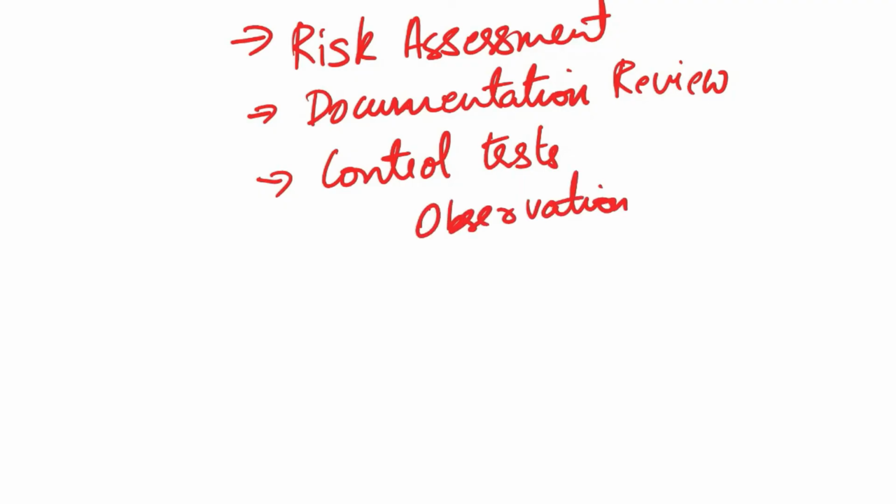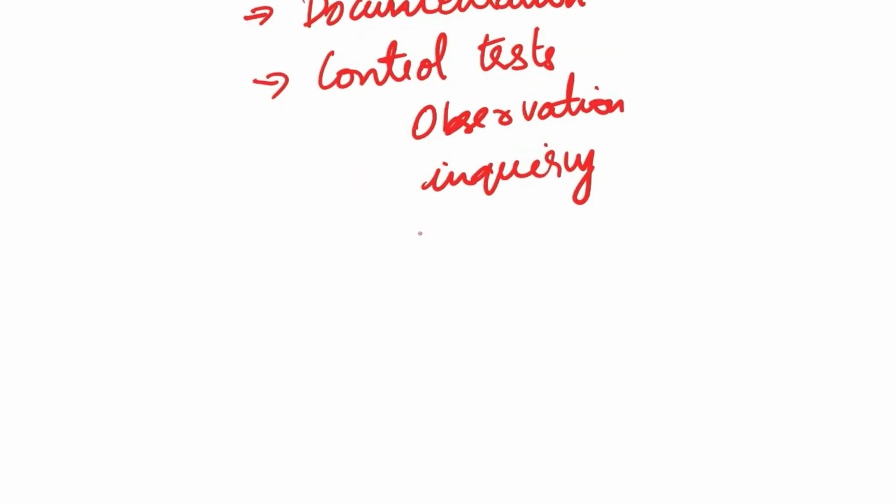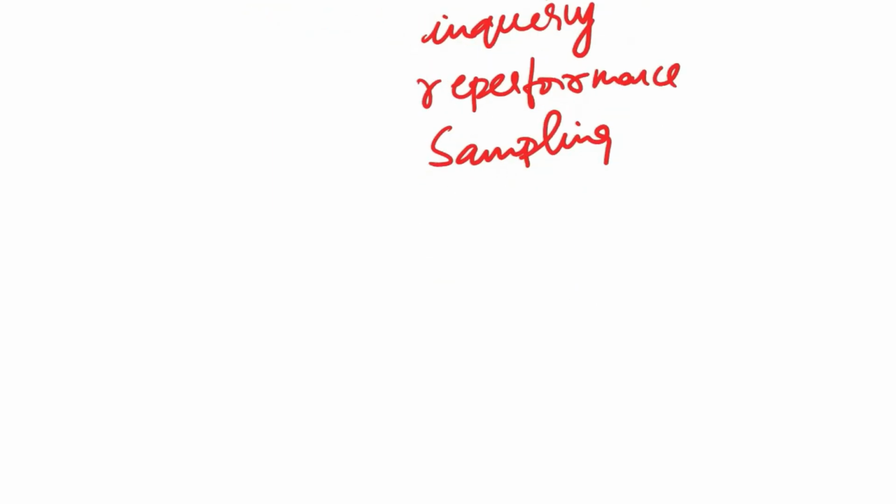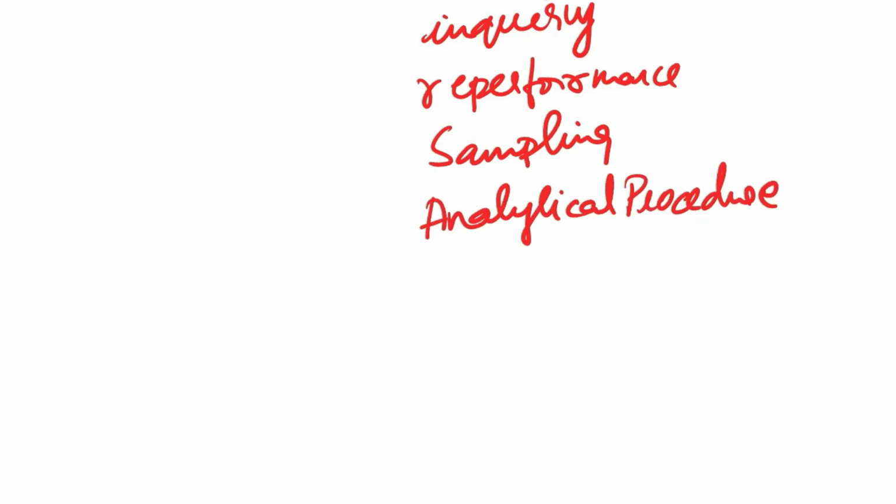Observation, that is to inspect the controls in action to ensure they are functioning as intended. Next is inquiry. Interview personnel to verify that controls are understood and followed. Next one is re-performance. Independently perform control actions to validate their effectiveness. Next, sampling. Examine a representative sampling of control instances or transactions. Next is analytical procedure. Analyze data and trends to identify anomalies or control deficiencies.